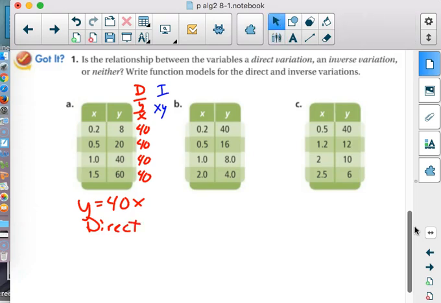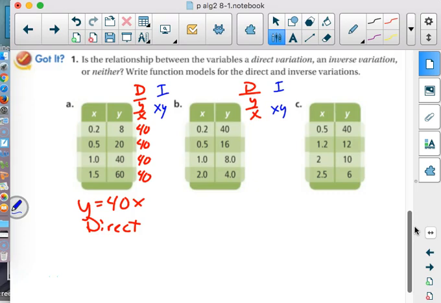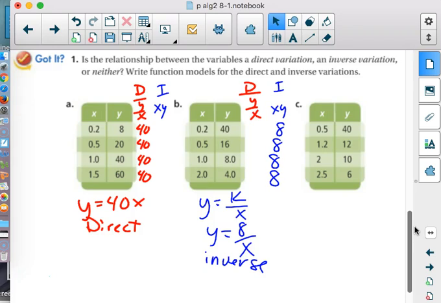Left or B, if you haven't already. I know some of you are cruising through these. What do you get for x times y? 8. So y equals k over x will be y equals 8 over x, which is inverse. Yeah, the last one. I do the same thing. It's actually direct variation. Multiplying the same thing is actually inverse variation.